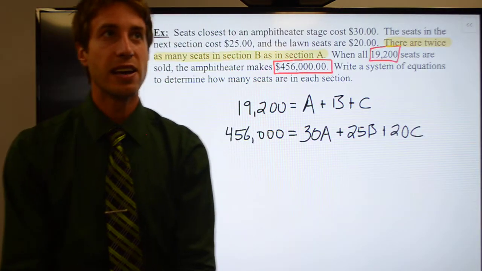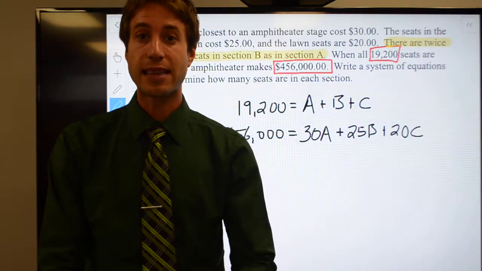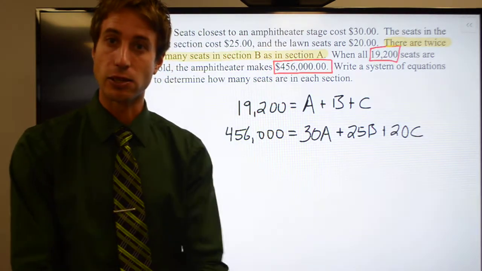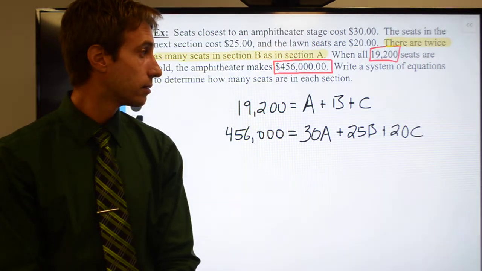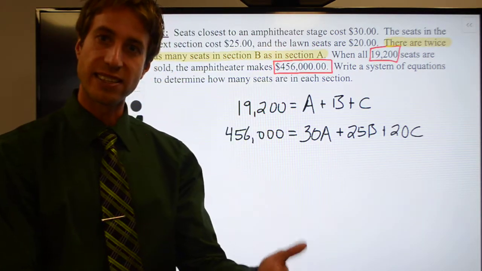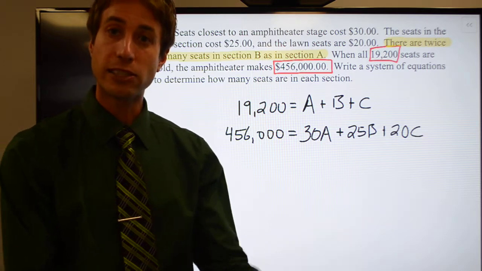Let's try another one. If there are 6,000 seats in section A, how many seats are in section B? I agree, 12,000. How did you get that? You multiply the seats in section A by 2.